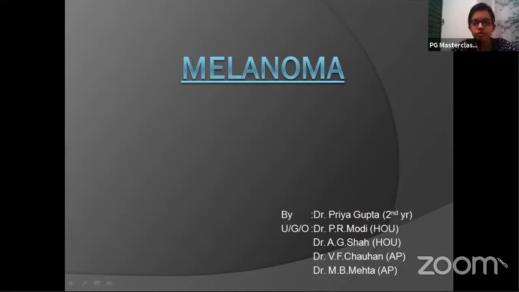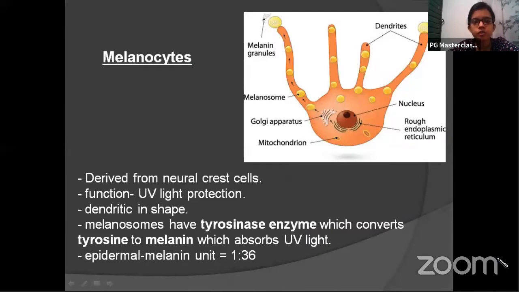I will be presenting on cutaneous melanoma. First of all, the cell responsible for melanoma is called a melanocyte. It is derived from neural crest cells and it is dendritic in shape. Its function is protection of skin from ultraviolet light. The melanocytes produce melanosomes, which have the melanin granules. The melanosomes have a tyrosinase enzyme which converts tyrosine to melanin, which then absorbs the ultraviolet light.